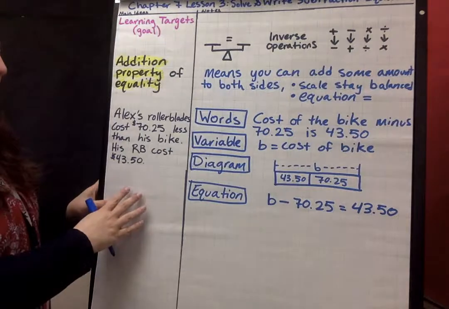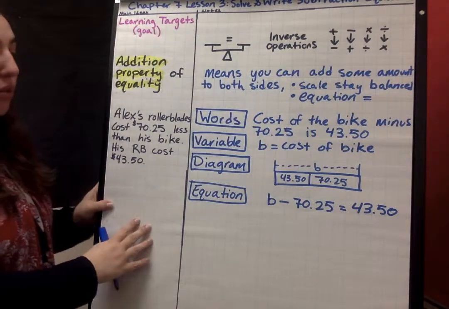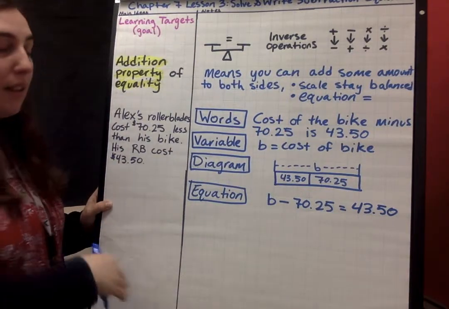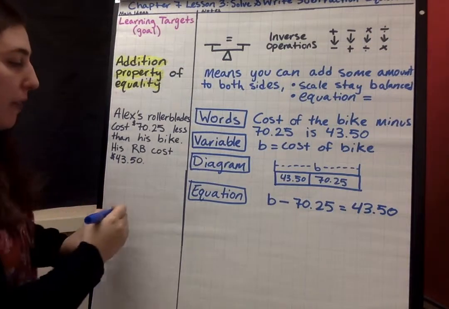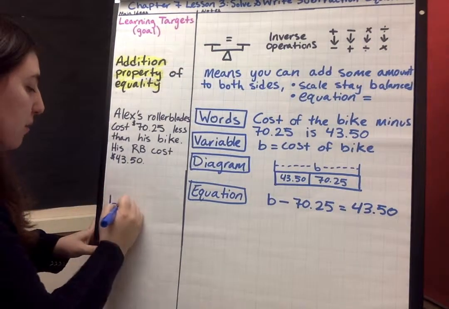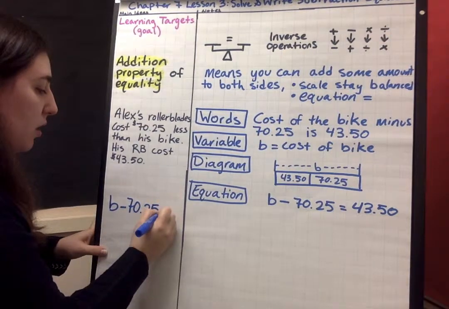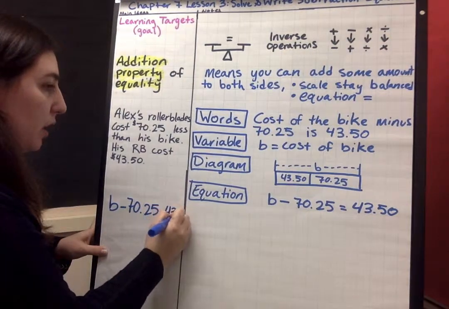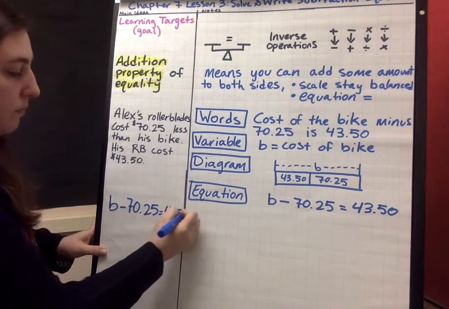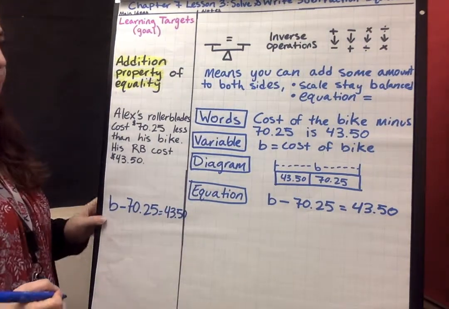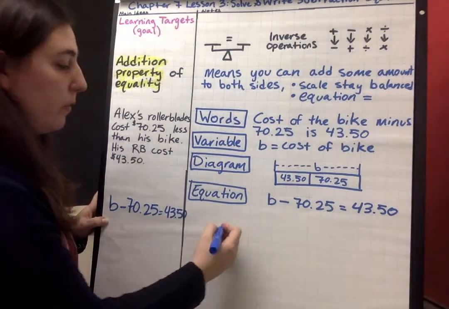All right, now we are actually going to solve the equation, okay? That's the other learning target that we have. So b minus 70.25 equals 43.5. Okay, so I'm going to rewrite it over here.